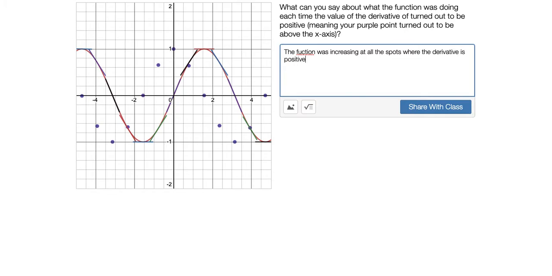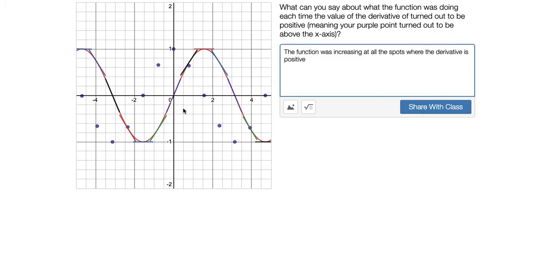And that's a big deal. That's a huge connection to make. The function is increasing for the entire time when the derivative is positive. Or you can say it the other way. The function is increasing every time the derivative is positive.